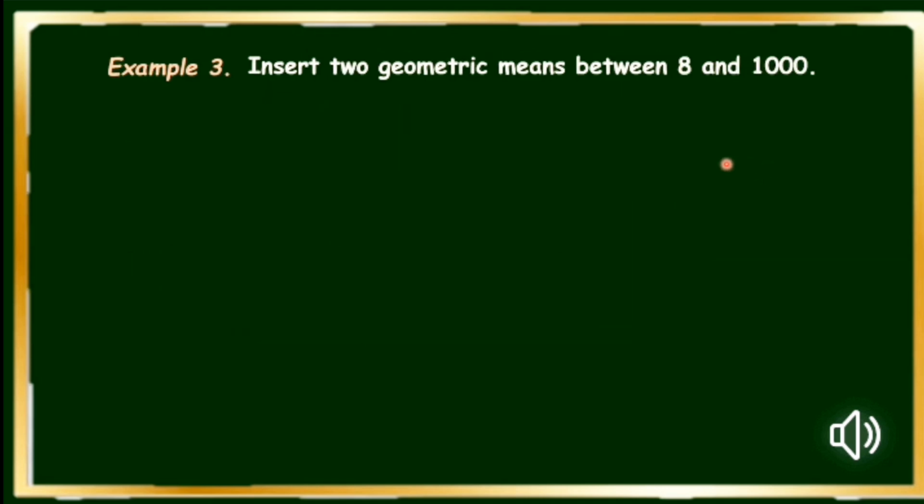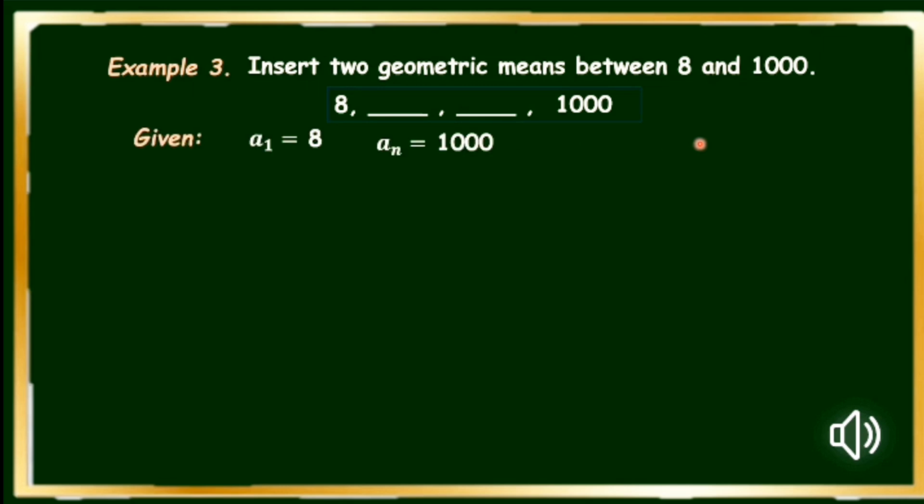For our third example, insert two geometric means between 8 and 1000. So our problem looks like this. We have 8 and then we insert two geometric means, and then the last term would be 1000. So we are given that a sub 1 is equal to 8, a sub n equals 1000, and n is equal to 4. 1, 2, 3, 4. We have 4 terms.